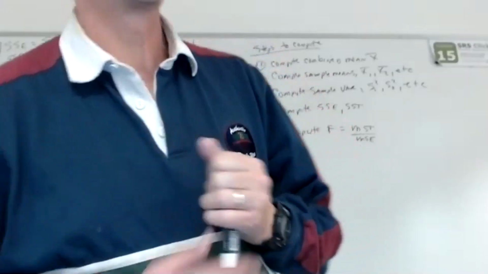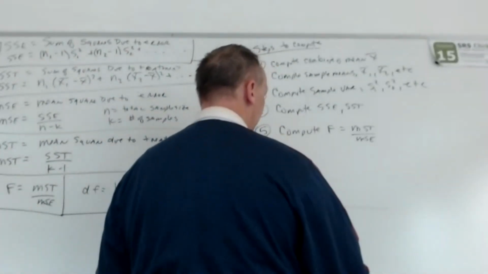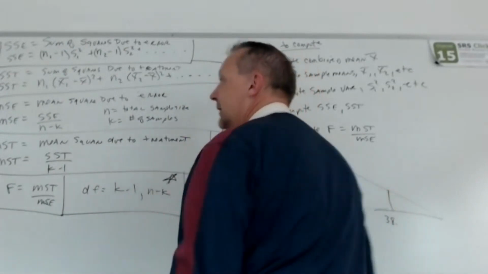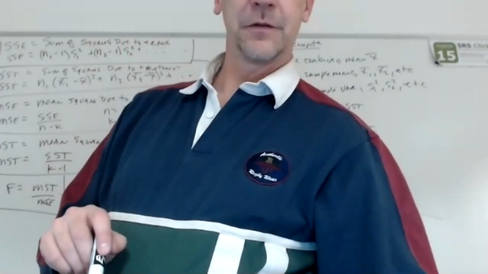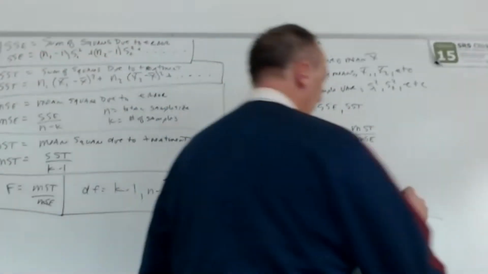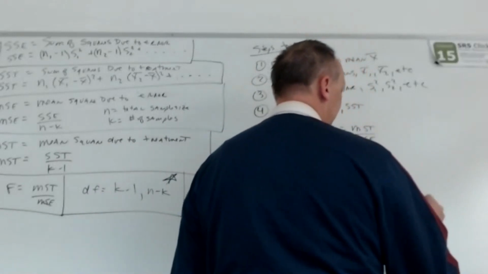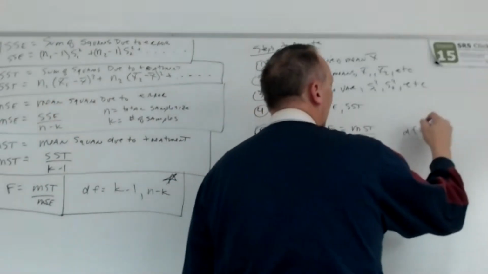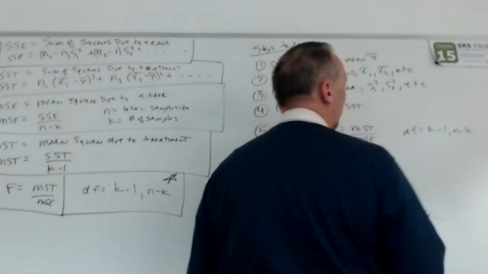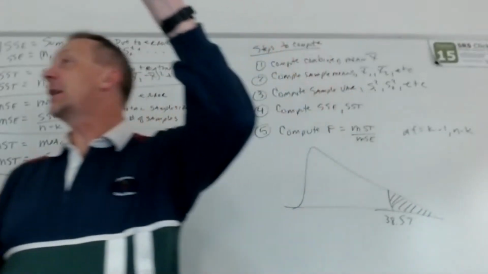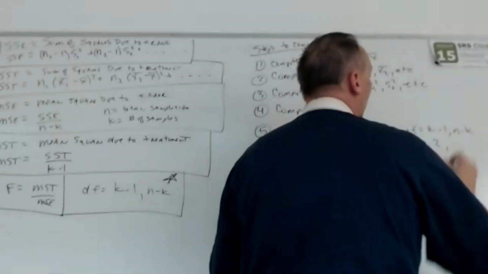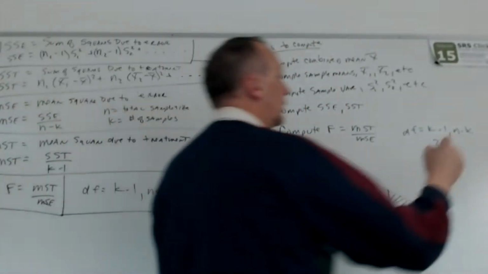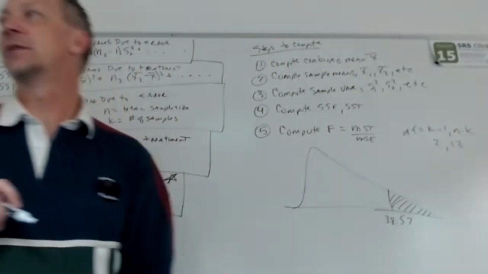So here's what's going on. Essentially what I've got is an F distribution. I've got a value of 38.57. The p-value is this area to the right. My degrees of freedom are k minus 1 and n minus k. So in this case, I've got 3 samples, 3 minus 1 is 2. N is 15 minus 3 samples is 12. So my degrees of freedom are 2, 12.